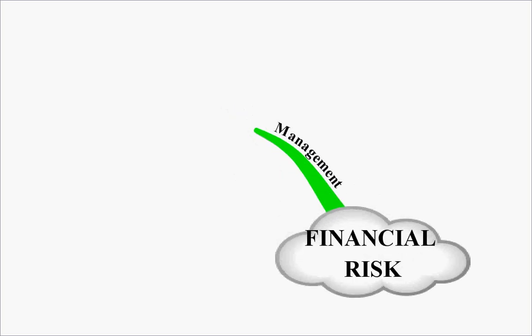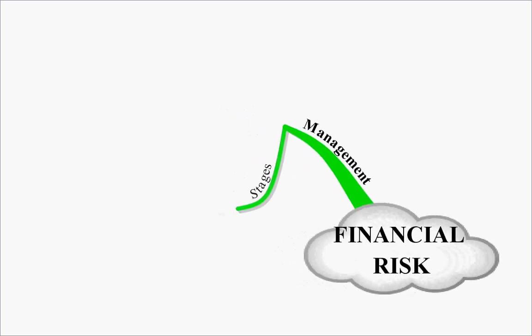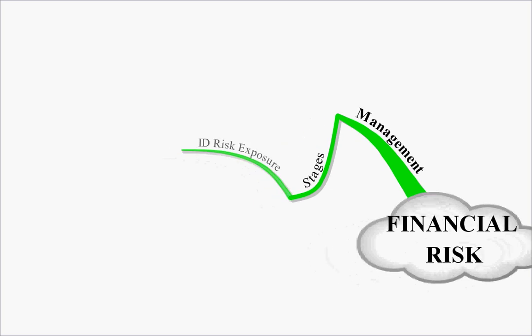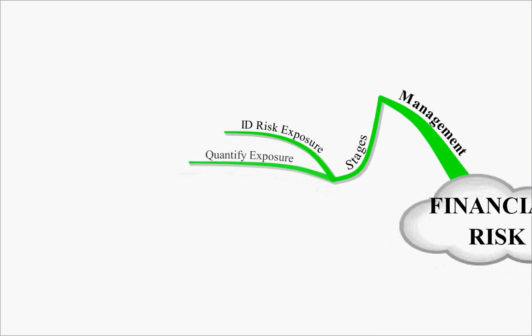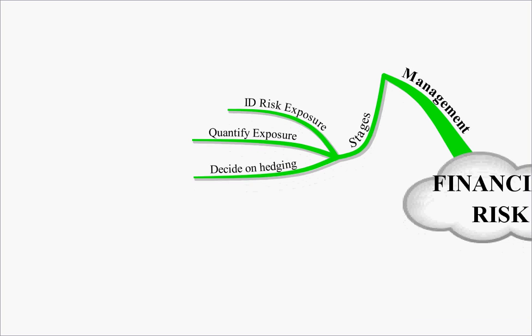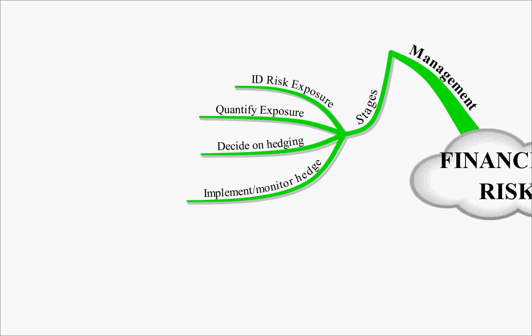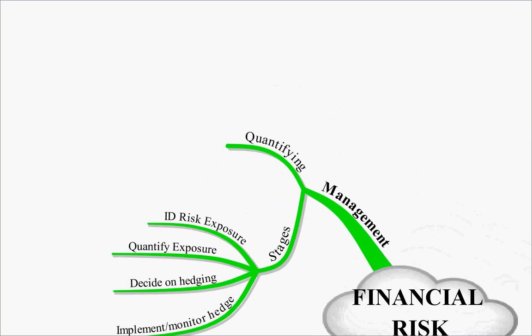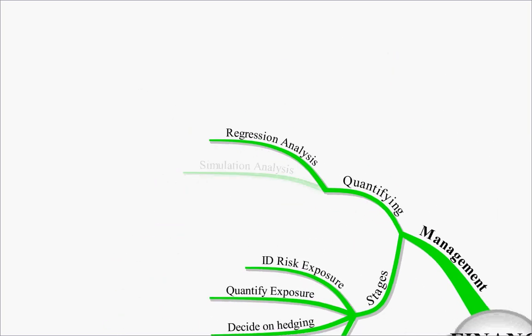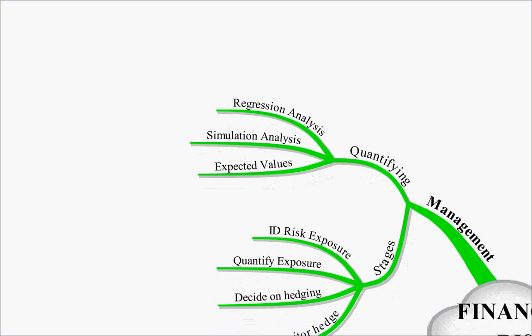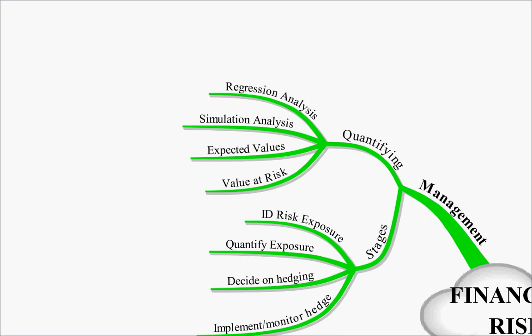This one was on financial risk. The first area we looked at was the management of financial risk. We looked at the stages that we go through, first of all to identify the risk exposure, then to quantify that exposure, to decide whether or not we're going to hedge the risk, and if we do hedge it, to implement and monitor the hedge. That's basically what you would do in an exam question as well. To quantify the risk, we can use regression analysis, simulation analysis, expected values, or even value at risk. All of these will quantify the risk that there is.